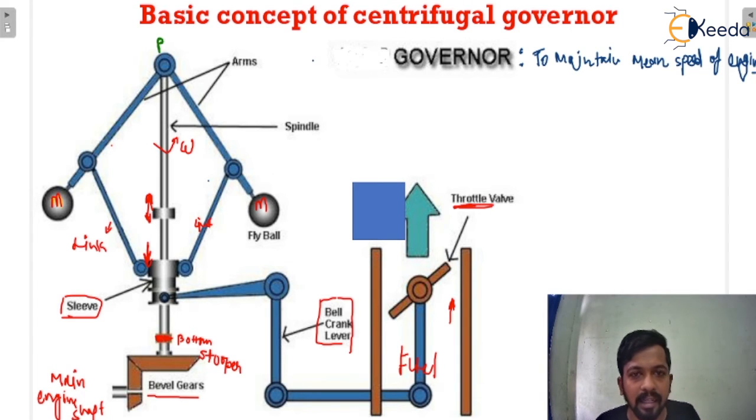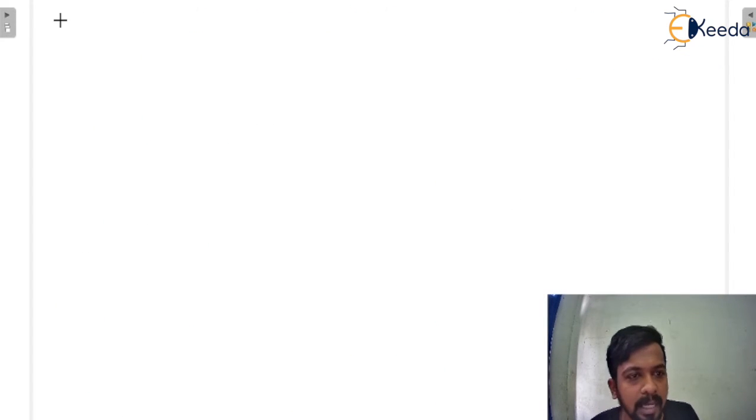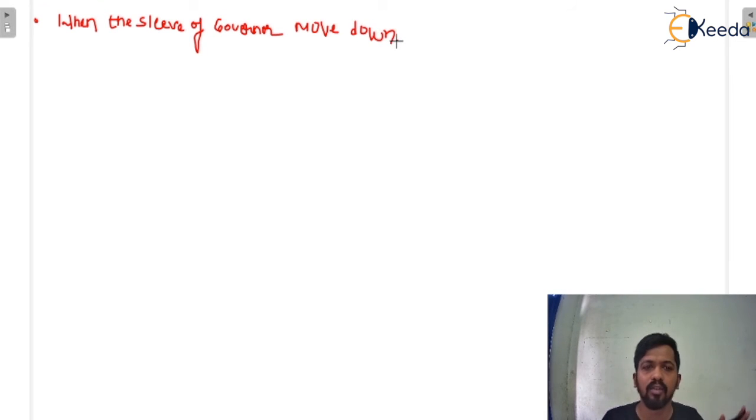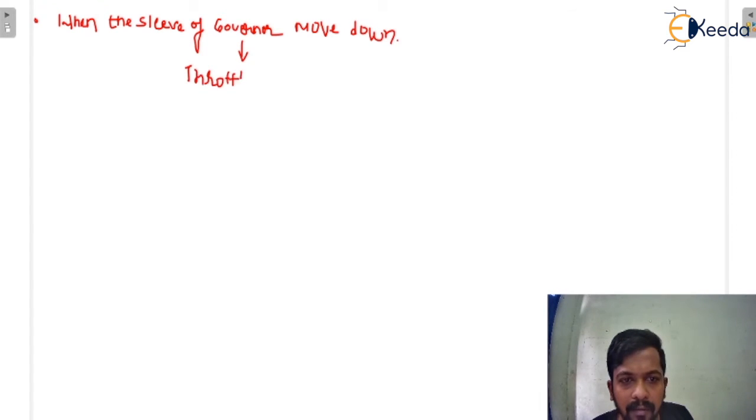So in the next page I'm going to write the procedure. You just need to write it in order to understand it properly. When the sleeve of the governor moves down, what will happen? Because there is an increase in the load on the engine, the sleeve of the governor will move downward. When it is moving downward, there will be an opening of the throttle valve. Throttle valve opens. It is clear.